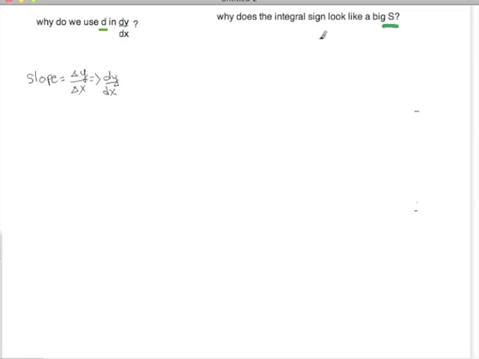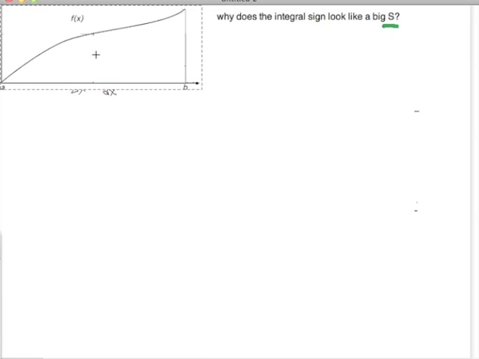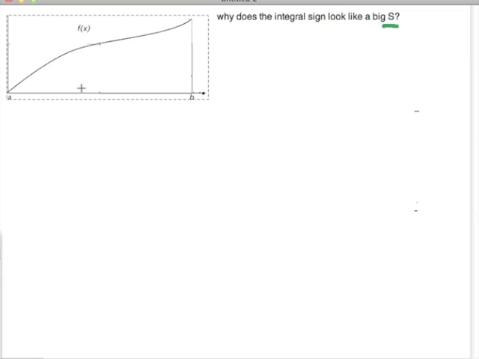Okay, so why do we use the integral sign? Why does the integral sign look like a great big S? This one is equally cool because if you remember from your calculus class, the way your teacher may have got you interested in the idea of an integral is the teacher may have drawn a function f of x from a to b, and he told you that the way to find the area under that curve is with the integral. You take the integral from a to b of f of x dx.